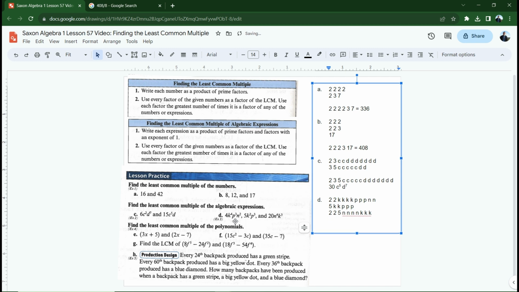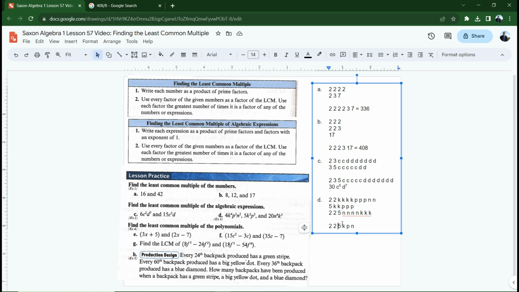All right, so what are all my factors? I have a 2, I have a 5, I have a k, I have a p, I have an n. Let me just double check. That's everything. Now, of all my terms, in any one term, what was the most times 2 is used? 2 is used 2 times in the first and 2 times in the last. In any one term, what was the most times 5 is used? Once, once, once.